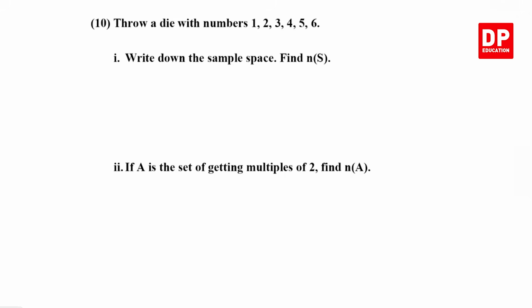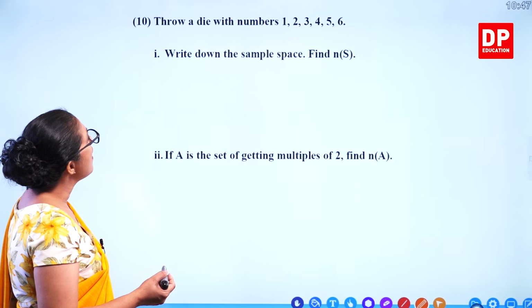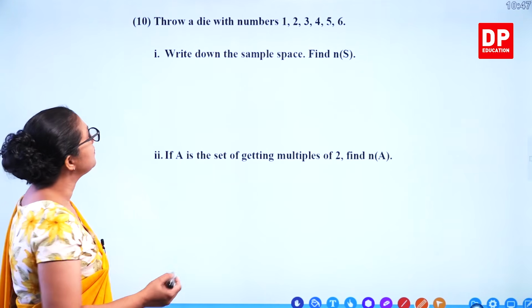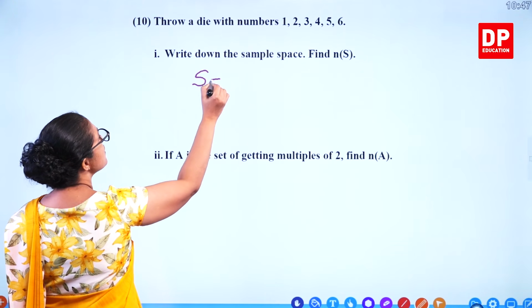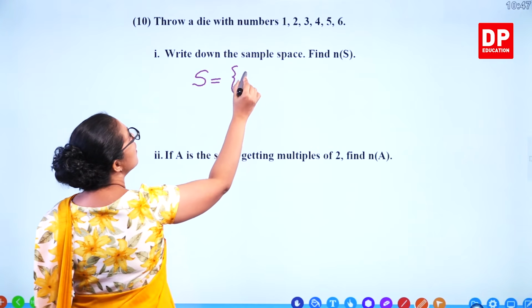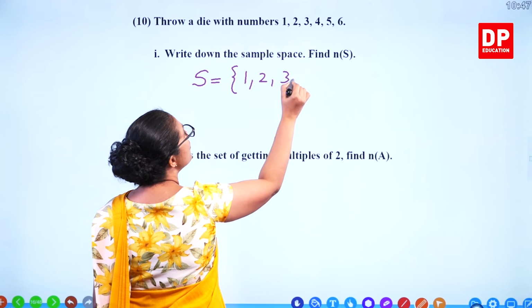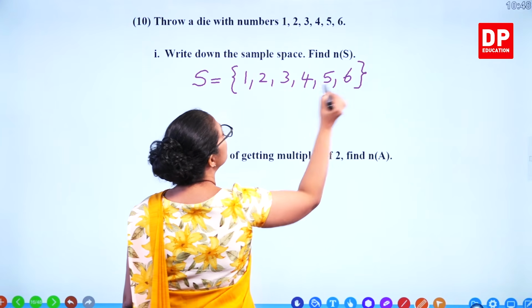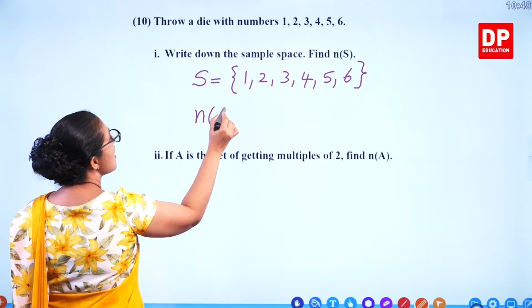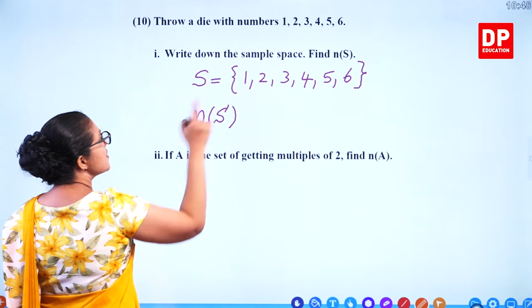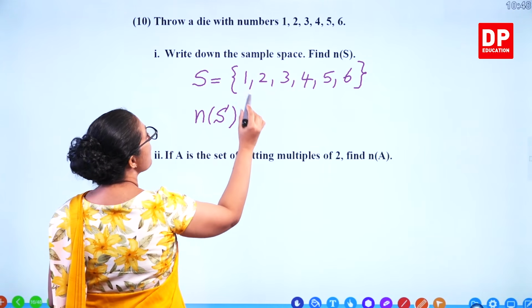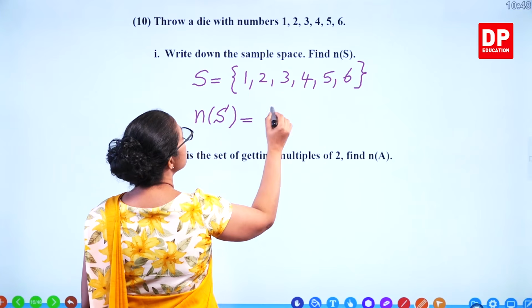Throw a die with numbers 1, 2, 3, 4, 5, 6. Write down the sample space and find NS. So what are the possibilities? You can get 1, 2, 3, 4, 5, 6. Then what's the sample space here? The number of elements in the sample space, outcomes 1, 2, 3, 4, 5, 6.